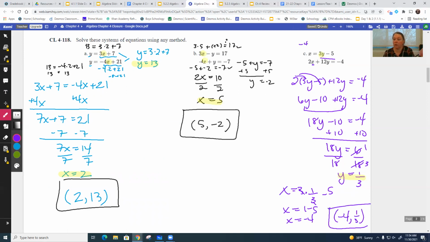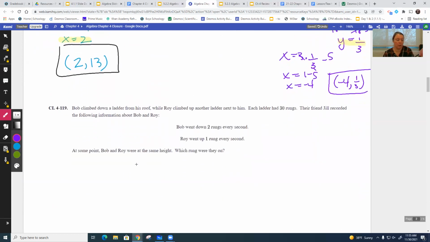All right, and then if you weren't sure about your answer, you can go back and say, okay, is -4 equal to 3 times 1/3 minus 5? Well, that's 1 minus 5 is -4. Here, if I do 2 times -4, that's -8, plus 12 times 1/3, well, that's 4. Does that equal -4? Yep, it does. So again, you can always check your answers to make sure you're correct.